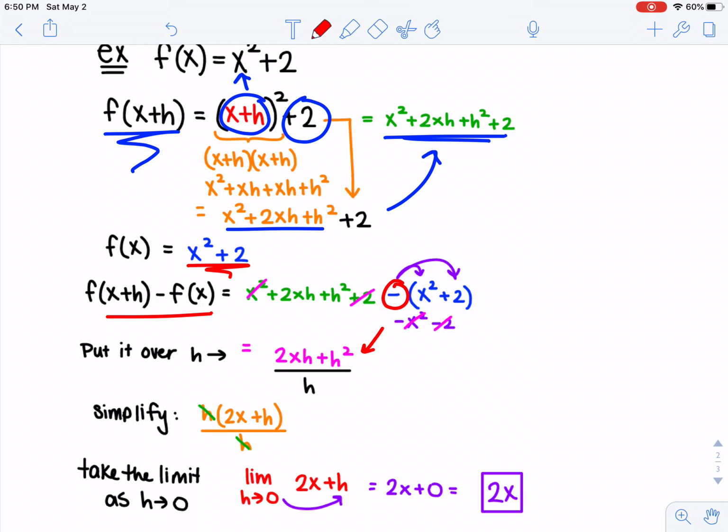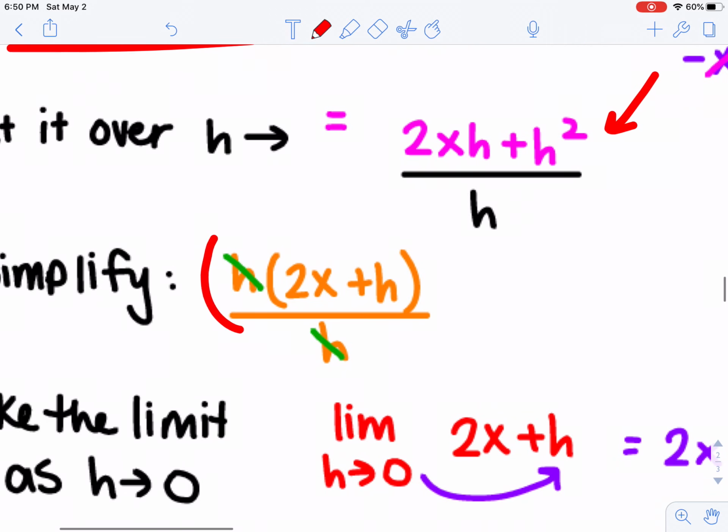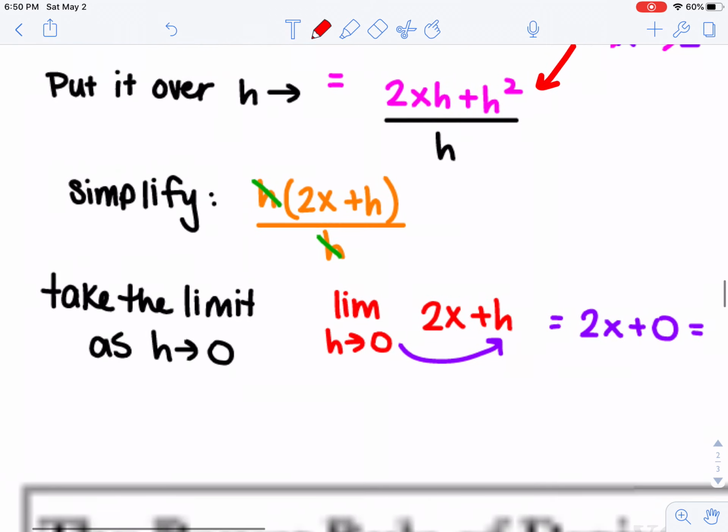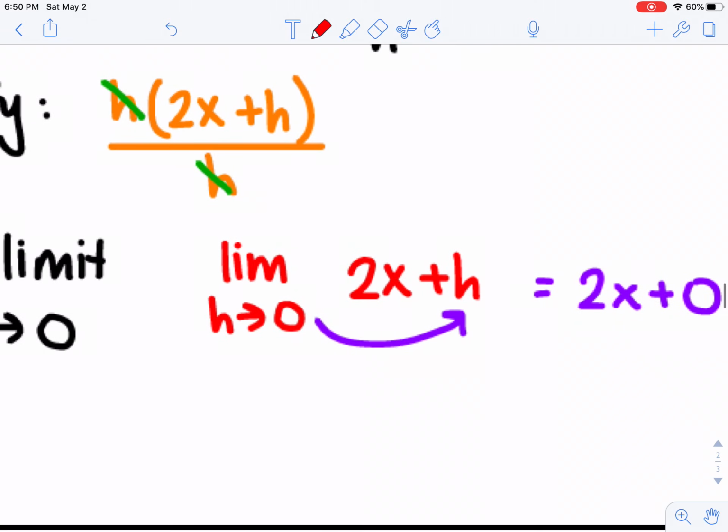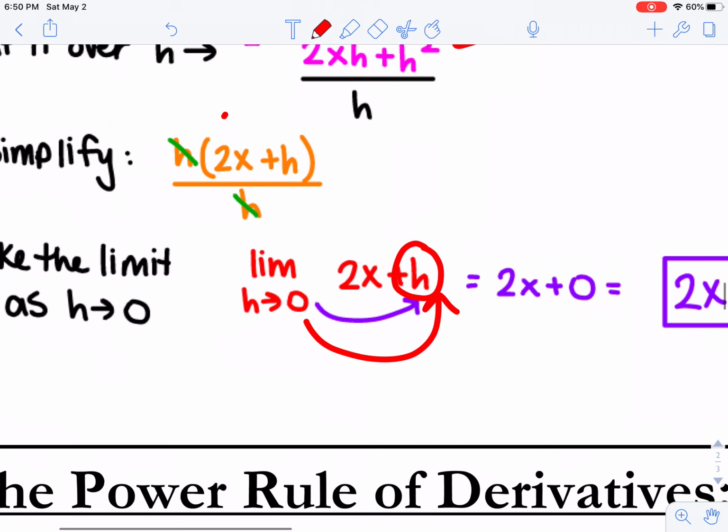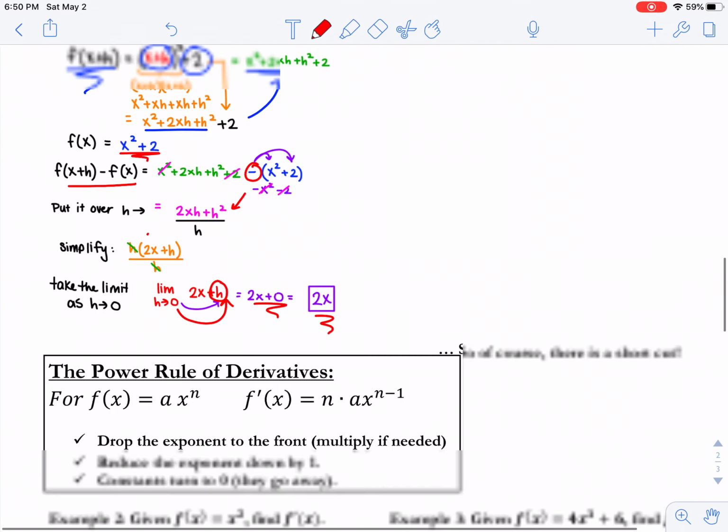And I put that pink part over h. I then have to simplify. So to simplify in this situation, I have to actually factor out the h and cancel and then take the limit. And in this case, when I take the limit, there is an h. So I plug in 0 for h, and that's how I got my final answer, which was 2x.